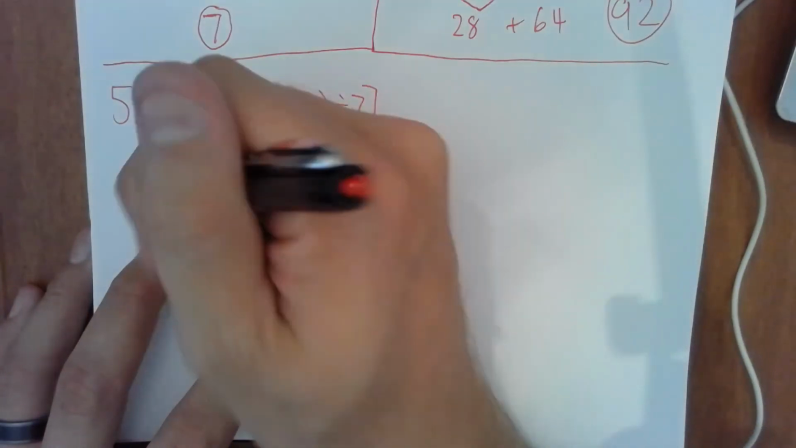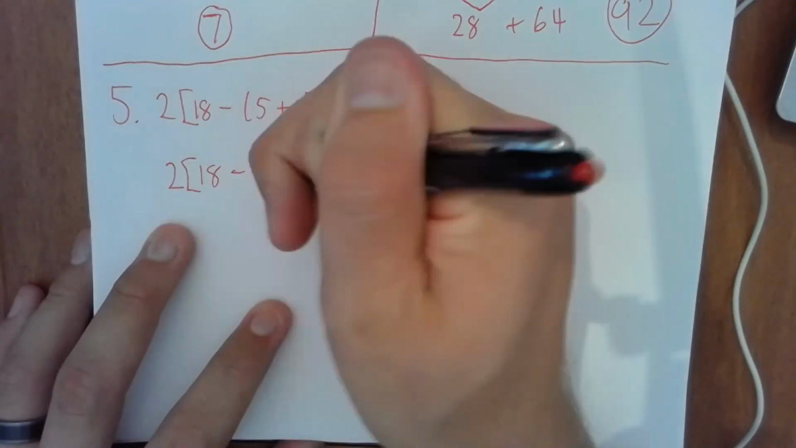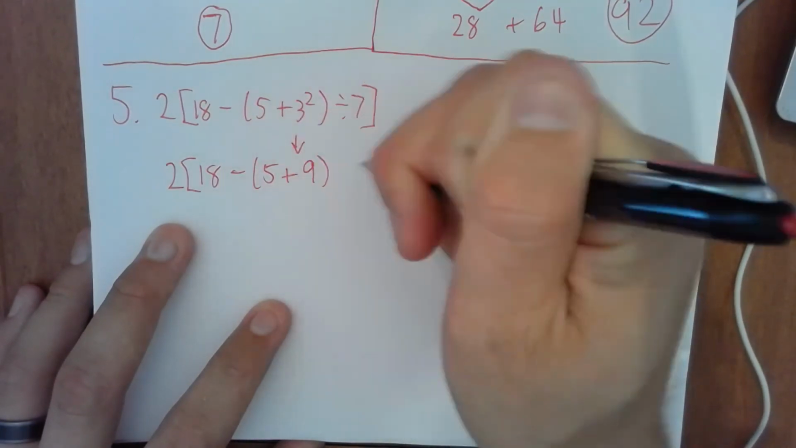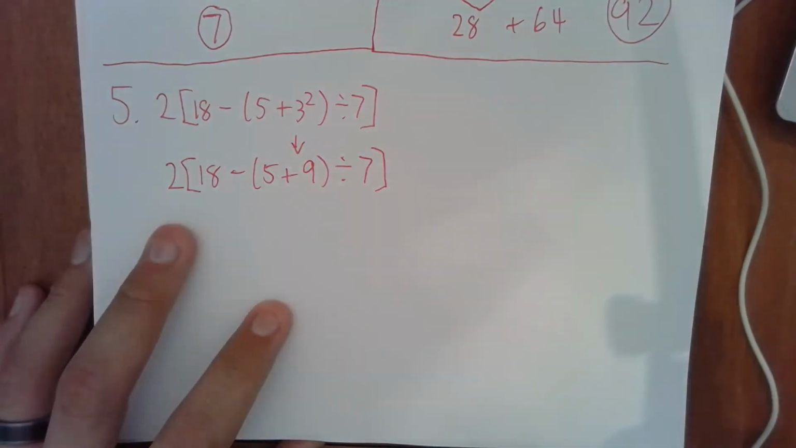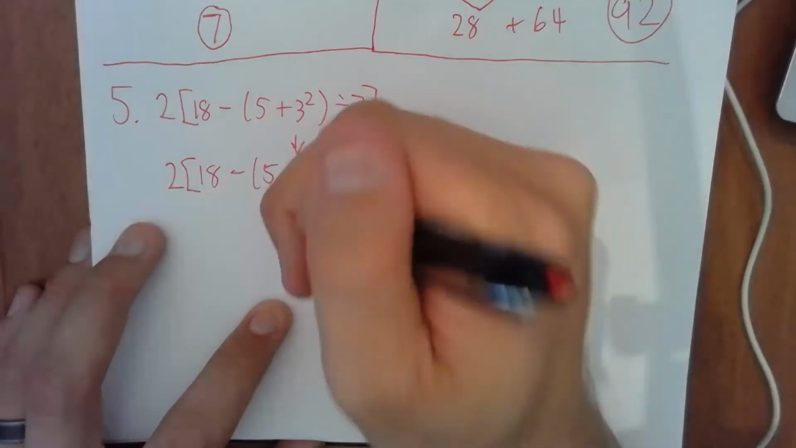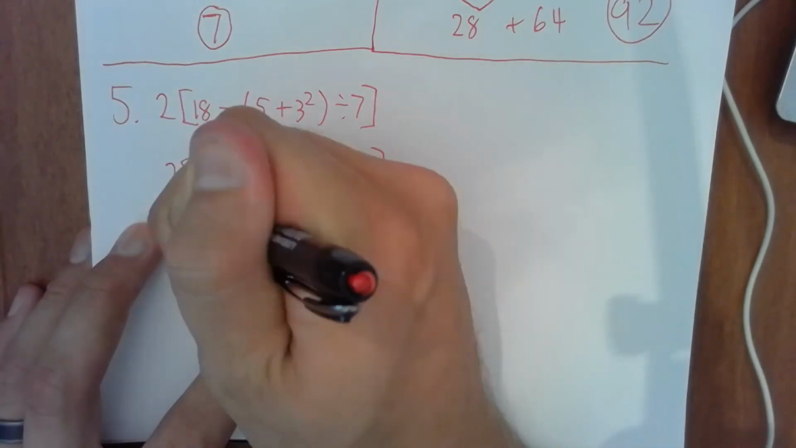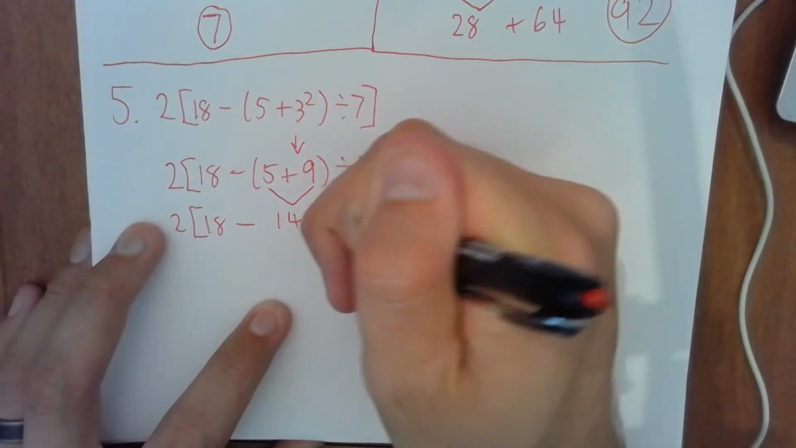So we bring that down. I'm going to write the rest of it just so it's a little more organized. So 3 squared is 3 times 3, which is 9. Okay, still got our parentheses here, so we have to do that addition next. 2 times 18 minus 14 divided by 7.